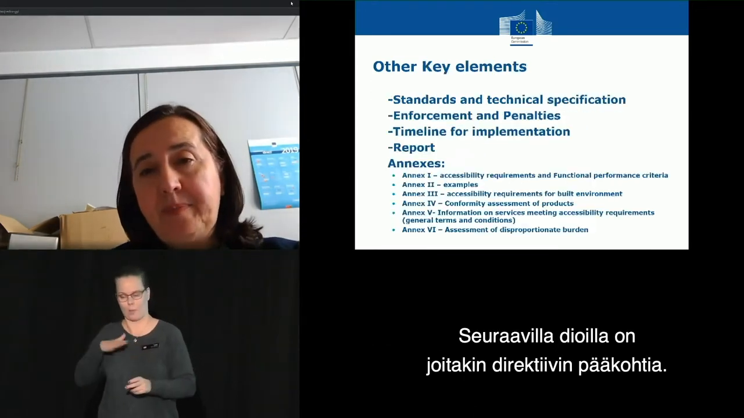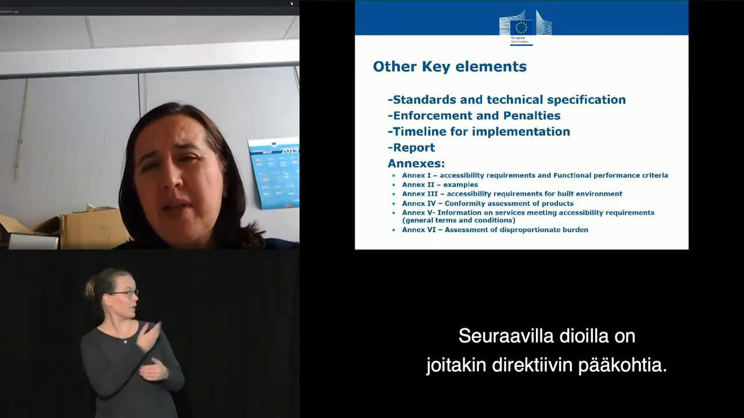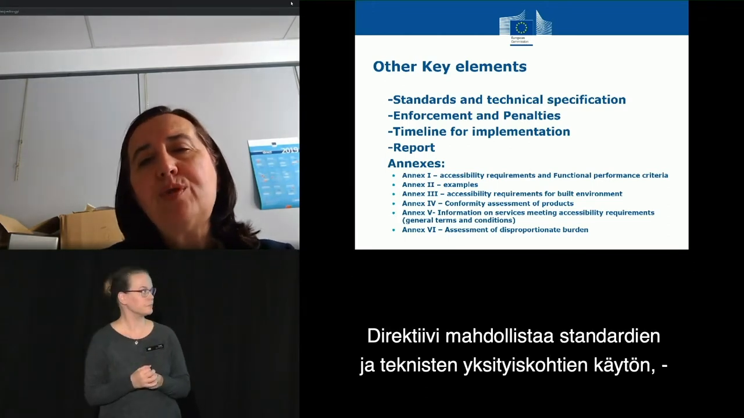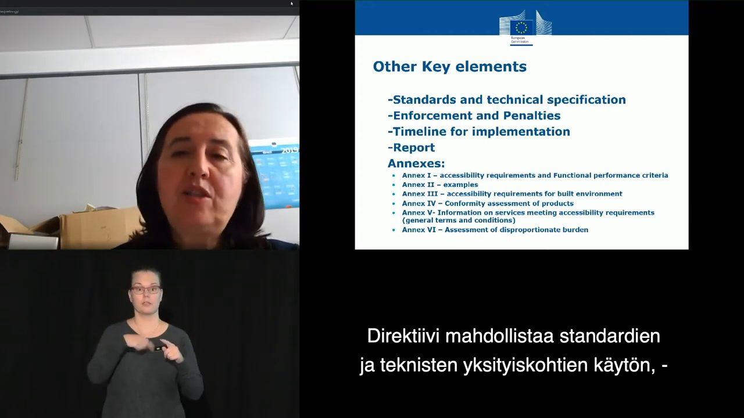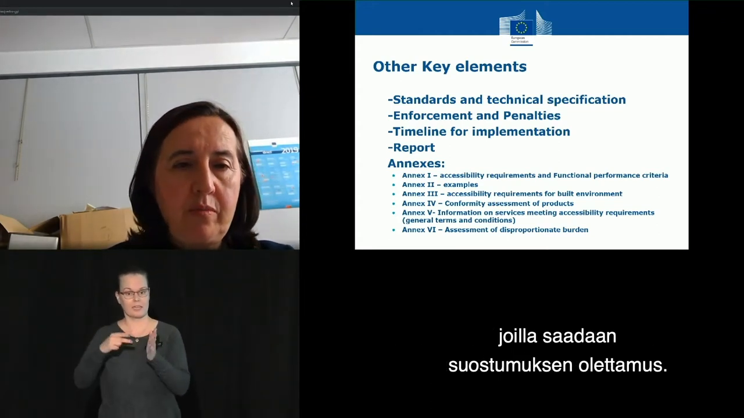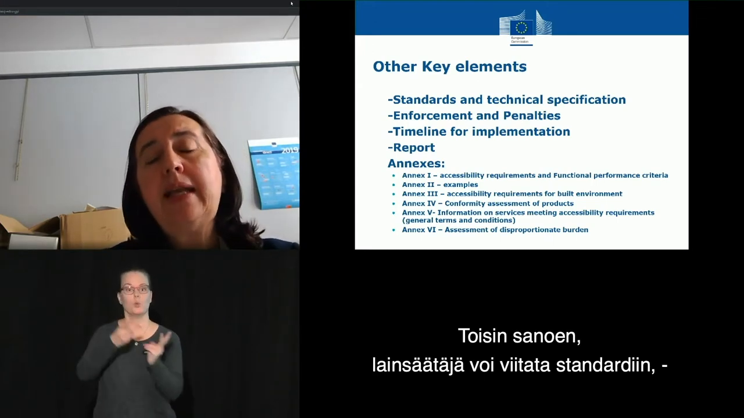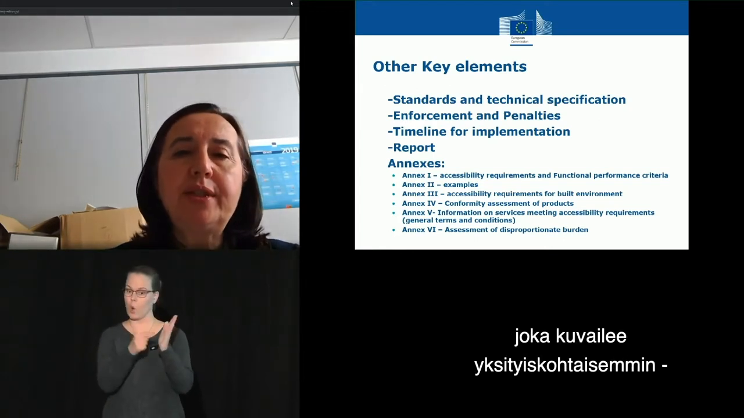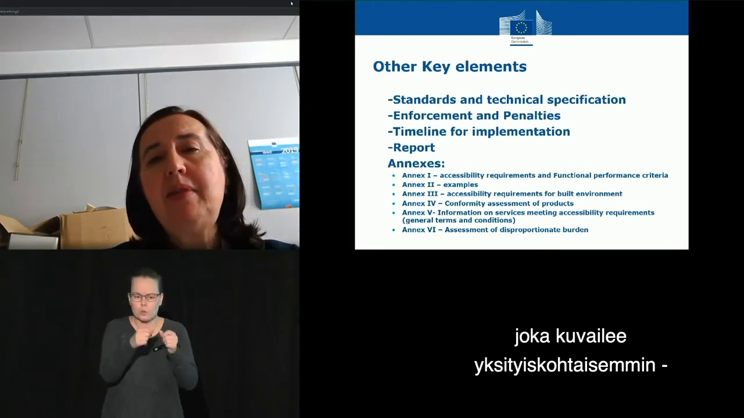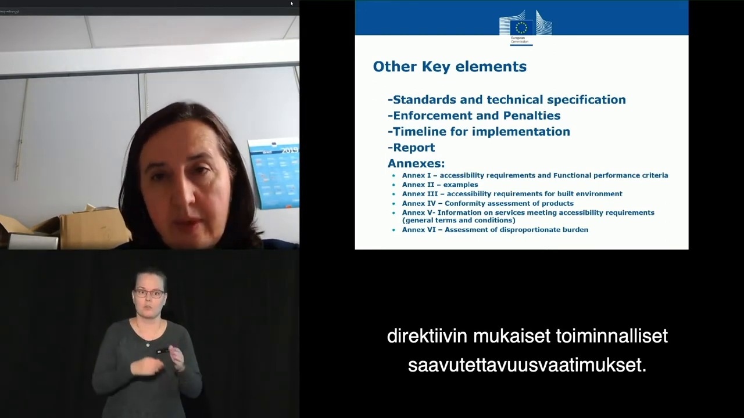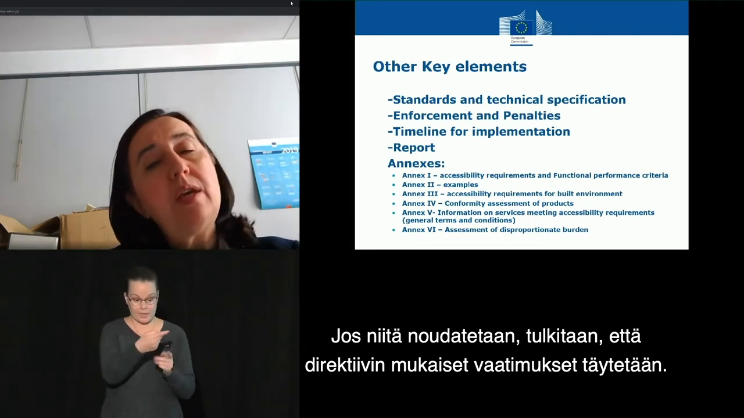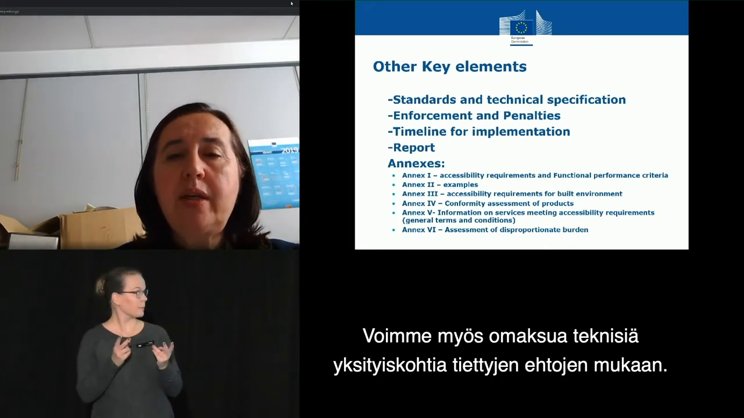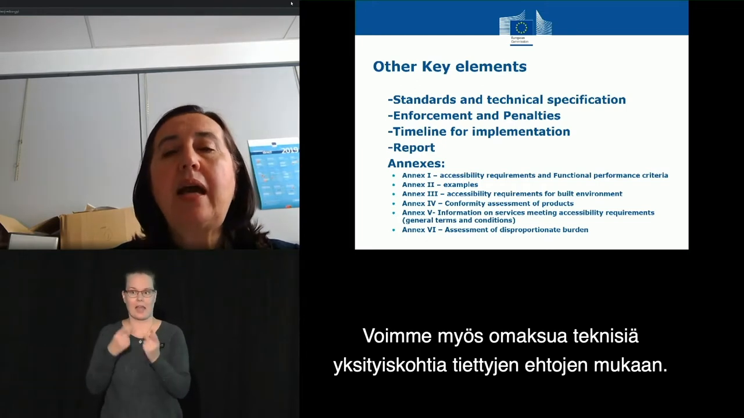In the next slide, you can see some other key elements of the directive. The directive allows for the use of standards and technical specifications to provide presumption of conformity. In other words, the legislator can point out to standards that describe in more detail the functional accessibility requirements of the directive. And if you comply with those, it's one way of fulfilling the requirements of the directive. Similarly, we can adopt technical specifications under certain conditions.